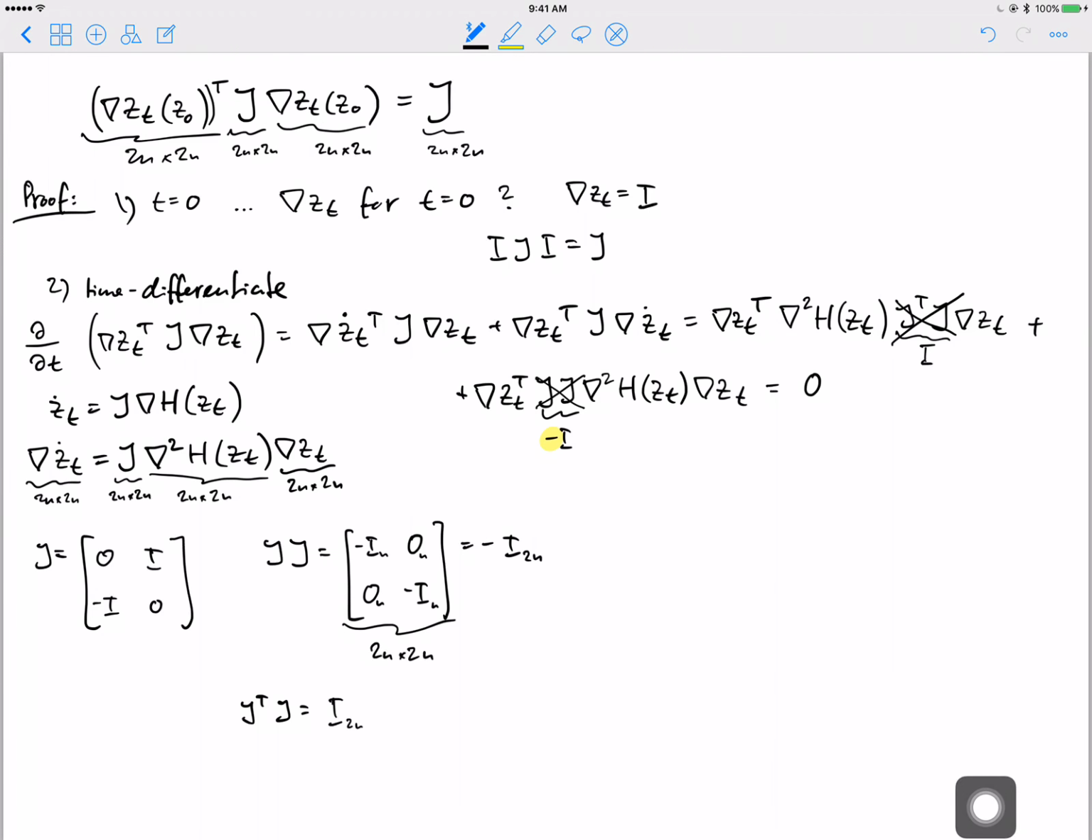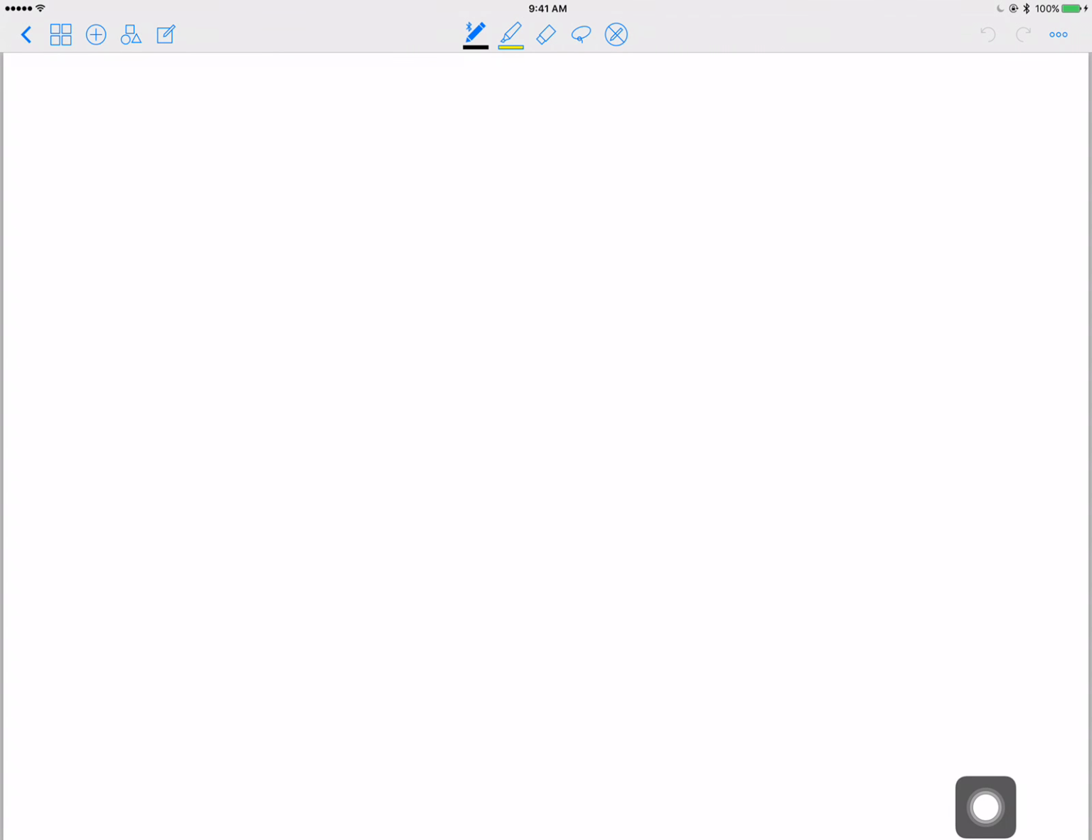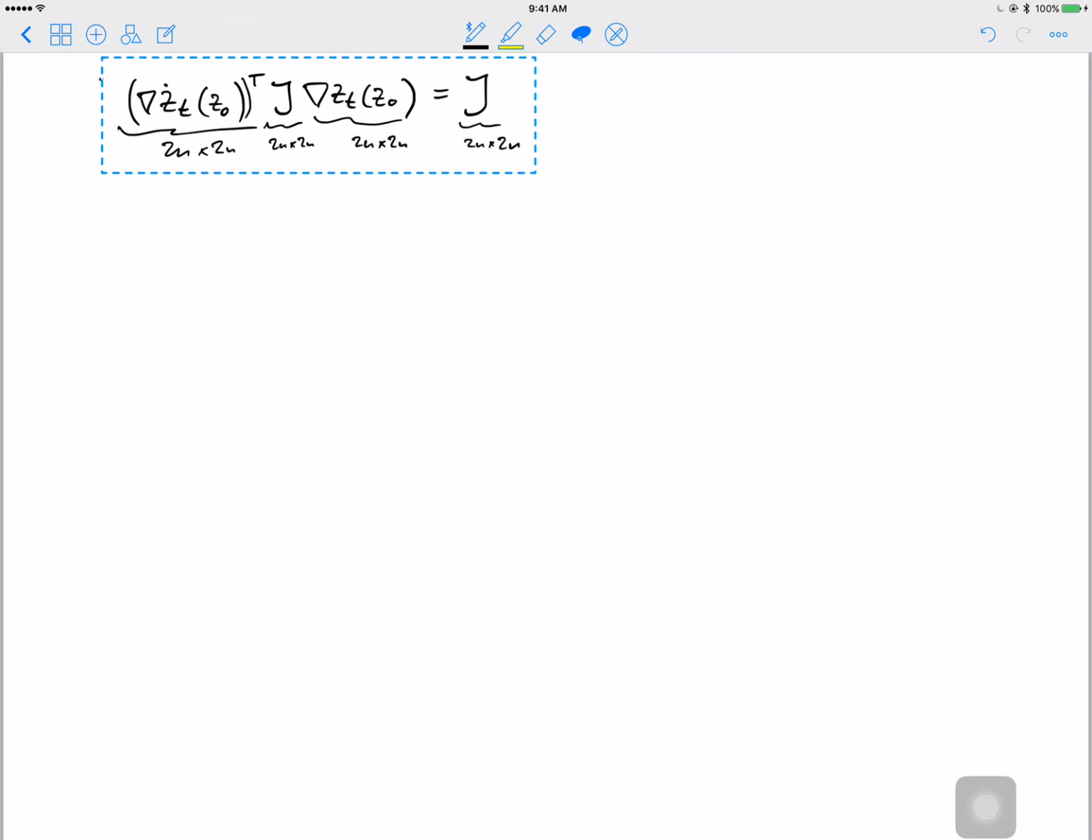Let's see if I still have it in my clipboard. Oh, I need to do this. Paste. All right.